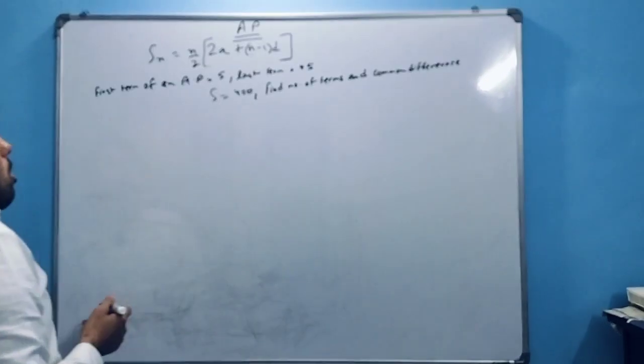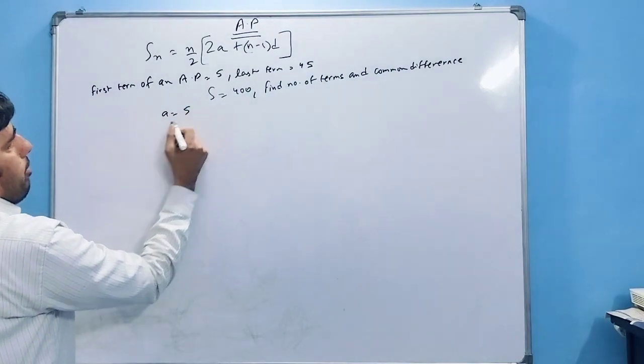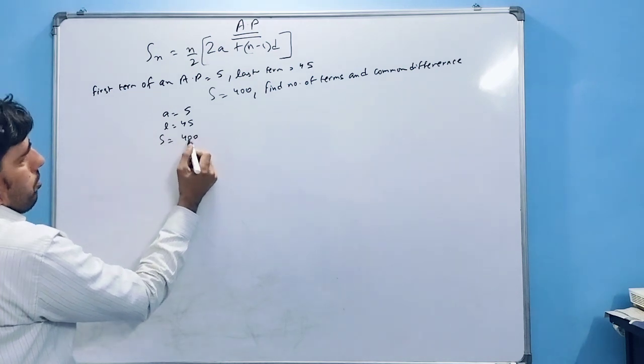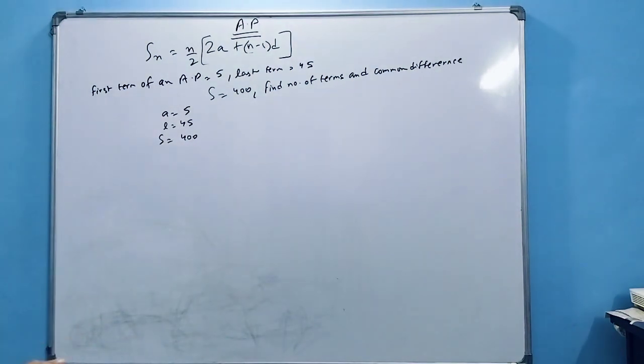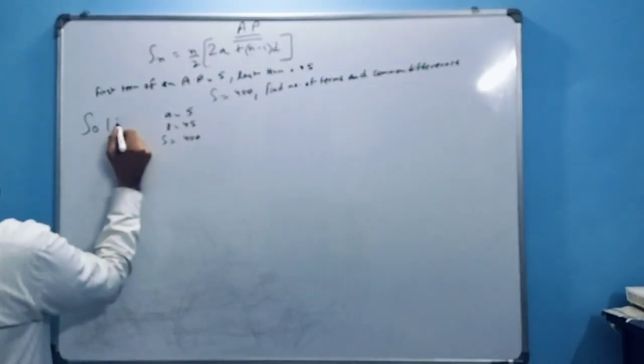Okay, so now how to solve this? First term, that is a, they have given 5, L they have given 45, S they have given 400. So we need to find the number of terms and common difference. So how can we do it? Let us try to solve.